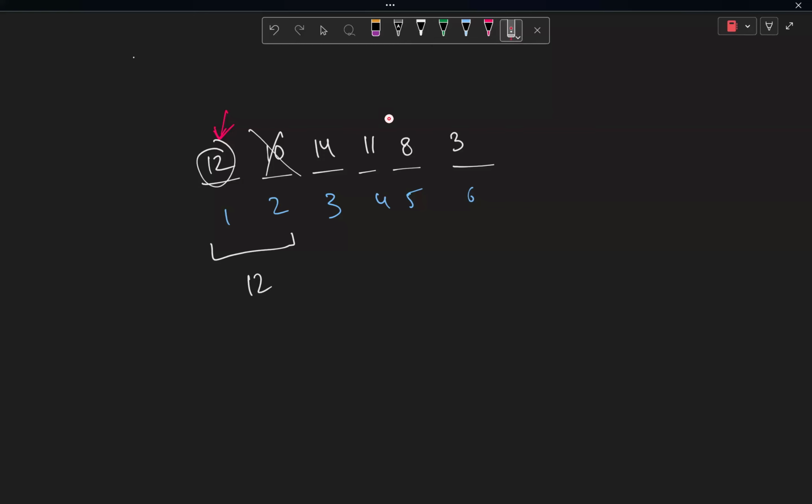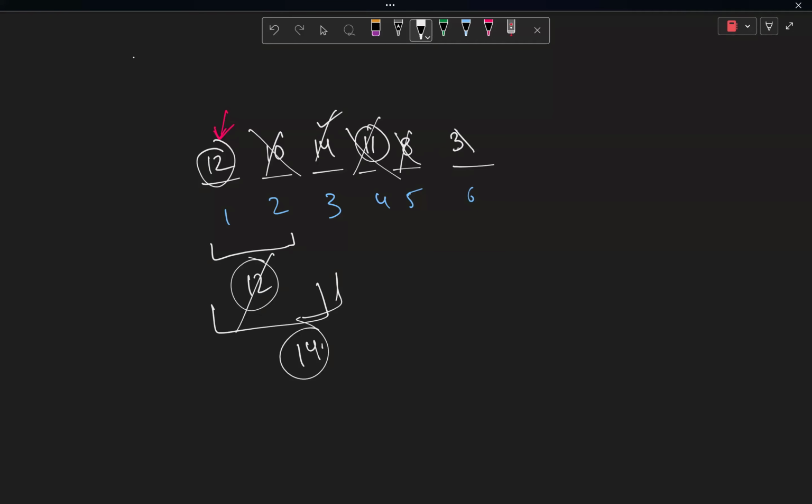Then the next cow, which is this one, will play against the previous winner. Here, this 14 is larger, so 14 will win the game of these two. Then this 11 will fight with this 14. 14 will win and 11 will lose. Then 14 will defeat 8 and 3 as well. So the tournament will go in this way. And we have been told which one is our cow.